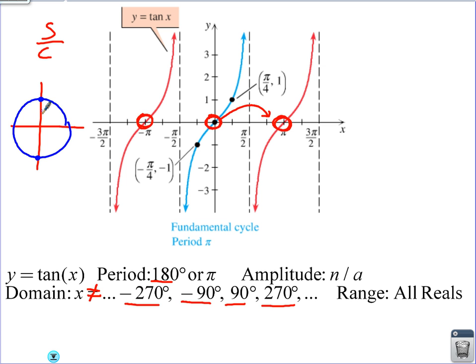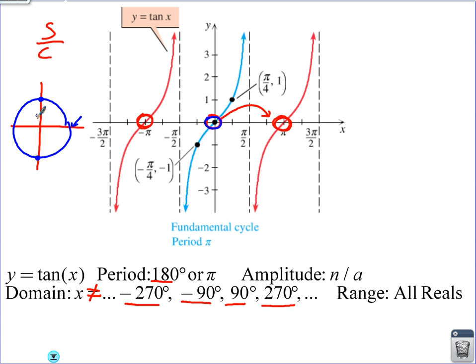So anywhere, and we're okay at 0. Cosine of 0 is 1. We're all right there. But it's what happens pi over 2 units later, 90 degrees later. That's where it hits that cosine of 0.